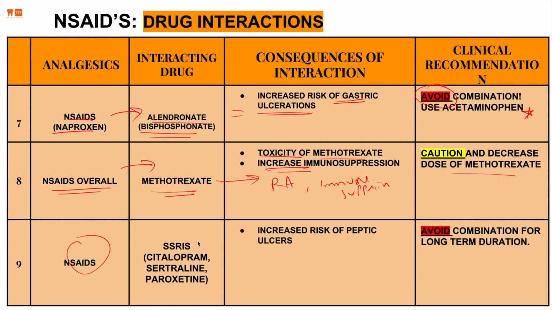And last but not the least, NSAIDs used with selective serotonin reuptake inhibitors such as citalopram, sertraline, and paroxetine. This increases the risk of peptic ulcers. SSRIs are known to cause peptic ulcers, and so are NSAIDs. Club them together, and now we have increased the risk of peptic ulcers. So let's avoid the combination for long-term durations altogether.